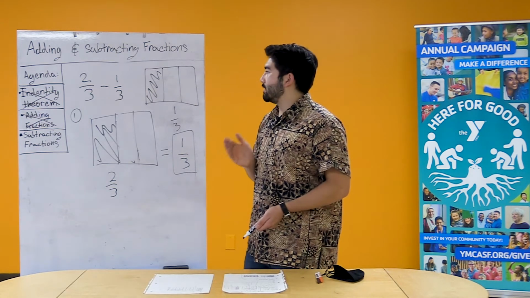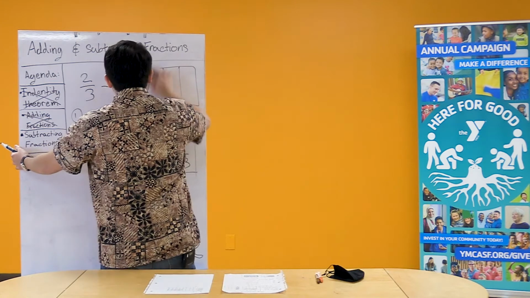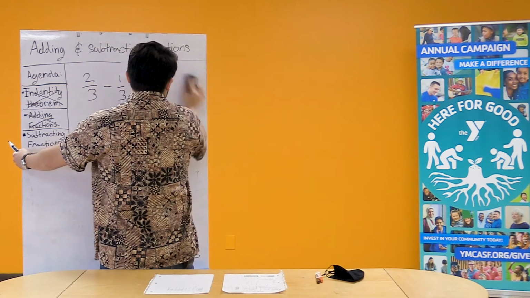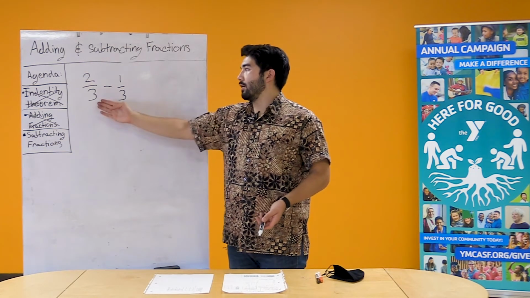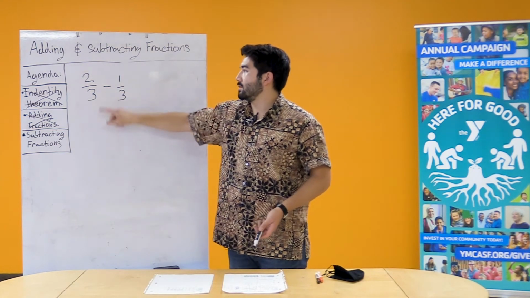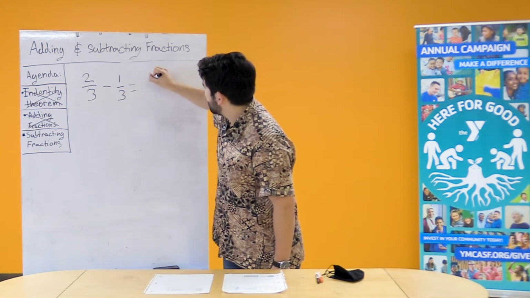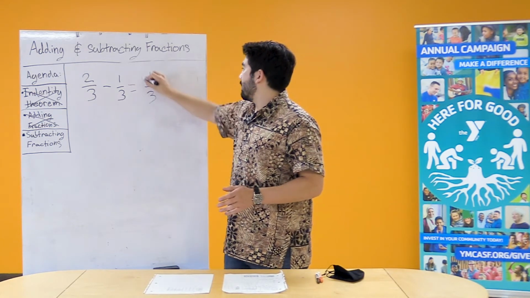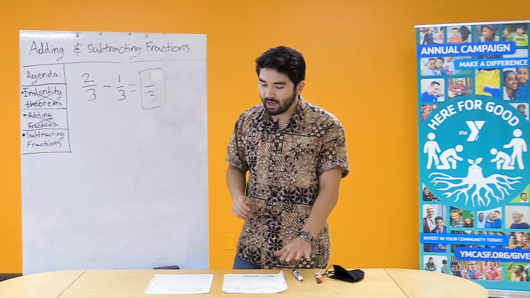Let's go ahead and do it with arithmetic, which should be pretty simple. I'm going to go ahead and erase everything. Okay. Just like addition, when our fractions have the same bottoms, then we can just subtract straight across. So 2/3 minus 1/3 equals 1/3, which is the same as our diagram. Awesome.